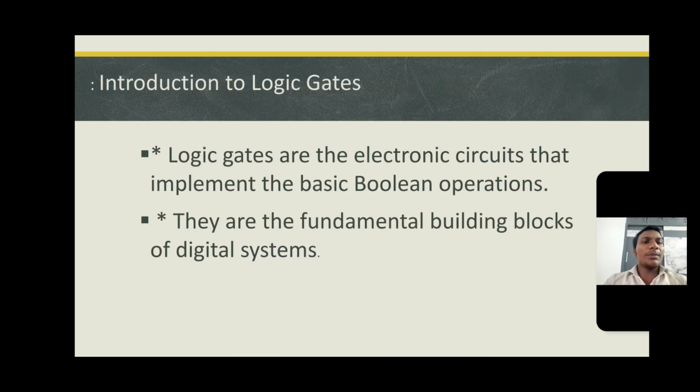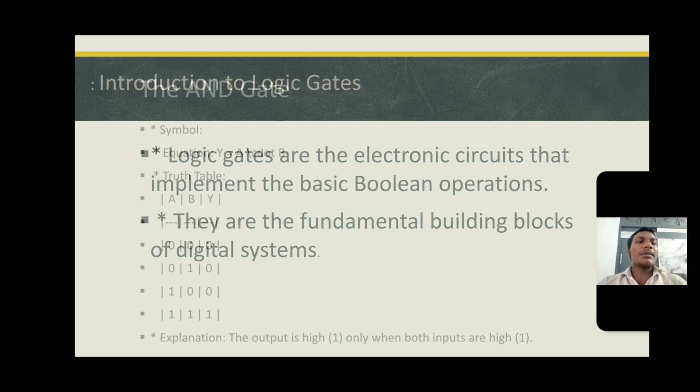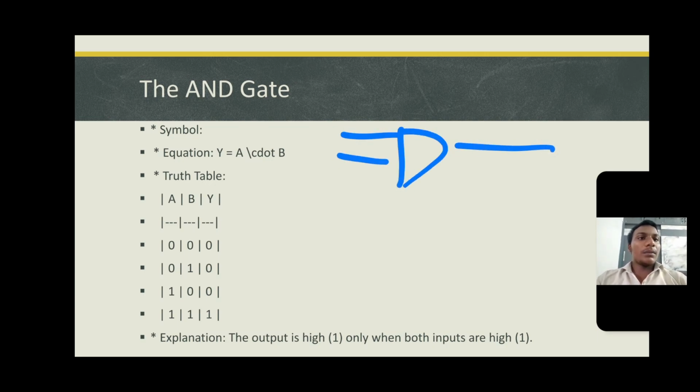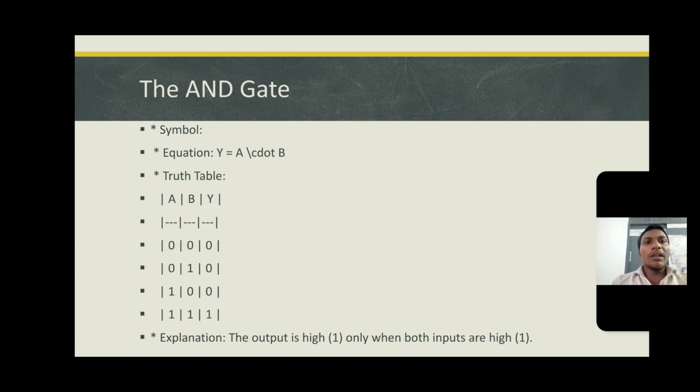They are the fundamental building blocks of a digital system. We can represent the AND gate by its symbol; you can all see this symbol. Now this is the truth table of this. Inputs are A and B: 0 0 gives 0, 0 1 gives 0, 1 0 gives 0, and 1 1 gives 1. So the output is 1 only for the last case.